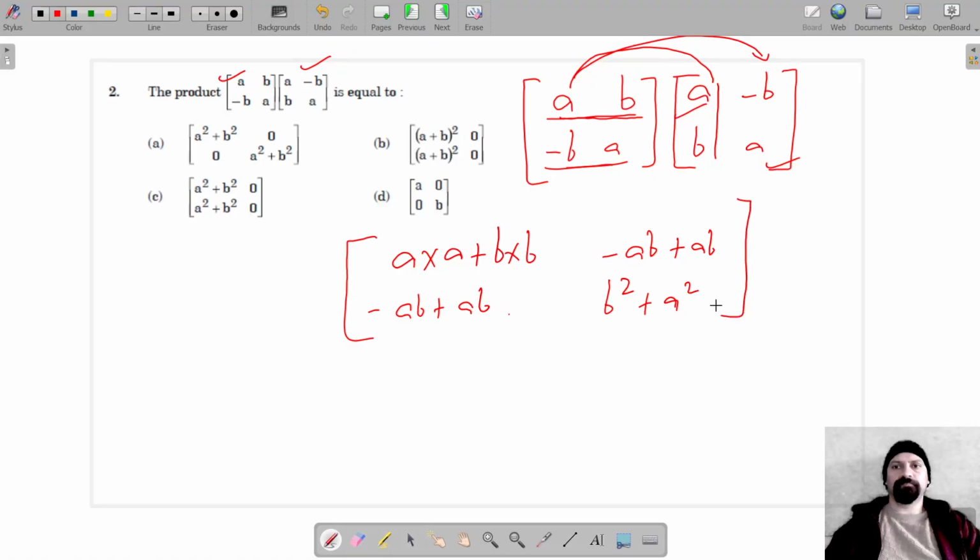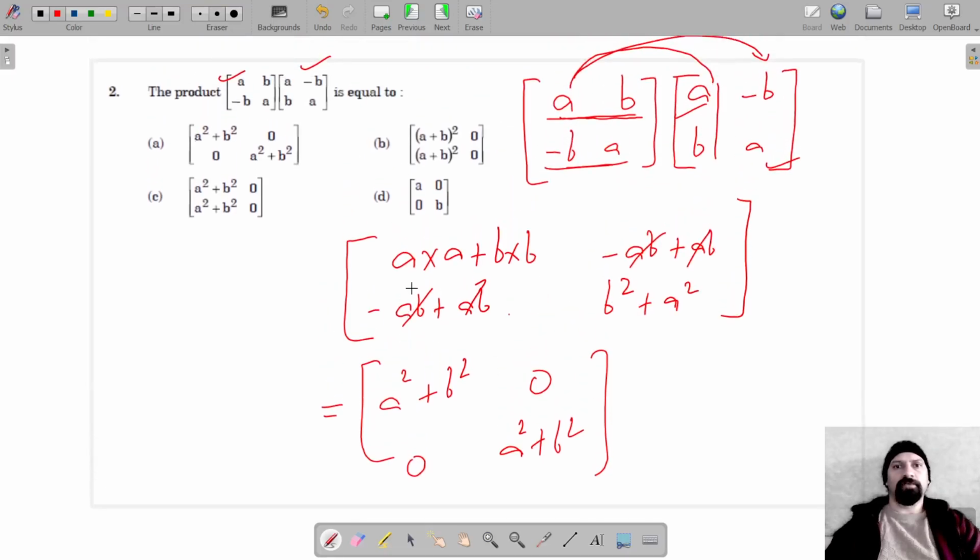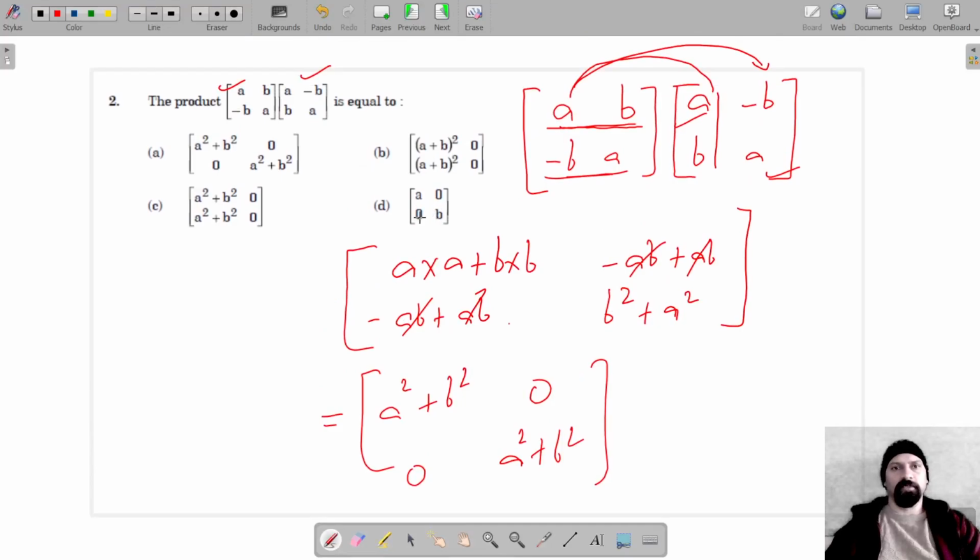And so this is now equal to A square plus B square. This is 0. This is also 0. And A square plus B square. So our option among these is option A. So A is the correct answer for this one for question number 2.